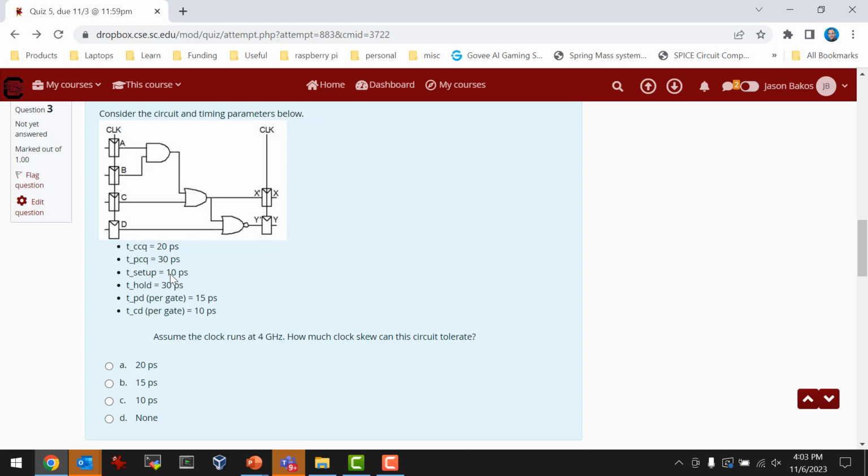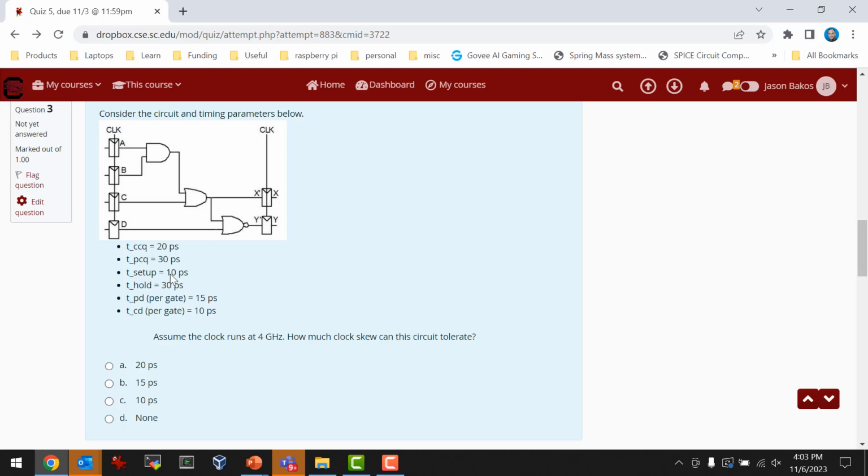So you have to add together the propagation delay of these flip-flops, which is t pcq, so that's 30 picoseconds, plus the delay of the data path between the two sets of flip-flops. The critical path delay would be through 3 gates, and the propagation delay of each gate is 15 picoseconds. So it would be 3 times 15 picoseconds. That's the delay coming out of here and through here.